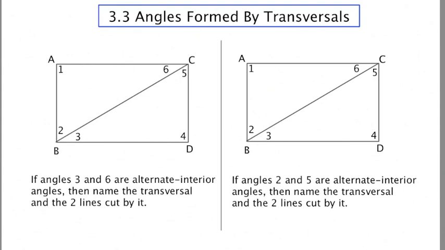So if we use some of the strategies that we've discussed in the first portion of the lesson, the first thing that I'd like to do is just highlight the two angles that they're having us look at, which are angles 3 and angle 6. And the claim is that those two angles are alternate interior angles. And they want us to identify the transversal and the two lines. So I'm going to get out my highlighter and use the same process that we've worked with.